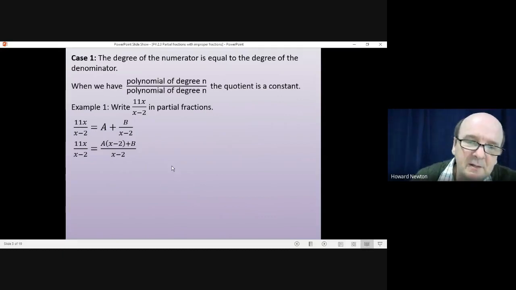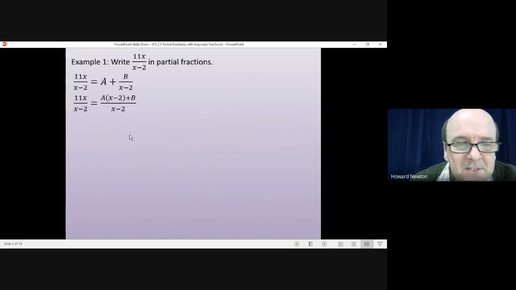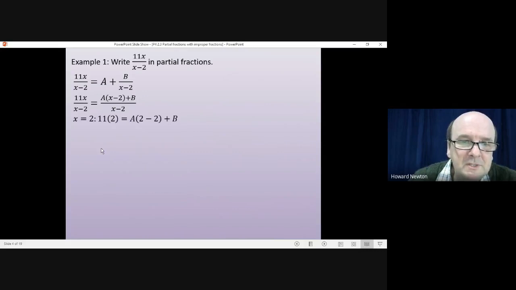Okay, let's have a look at this. That's the question. Using the substitution method, we let x equal 2 so that the bracket on the top will equal 0. On the left-hand side, the numerator becomes 11 times 2. On the right-hand side, a times (2 minus 2) plus b. That gives us b is equal to 22.